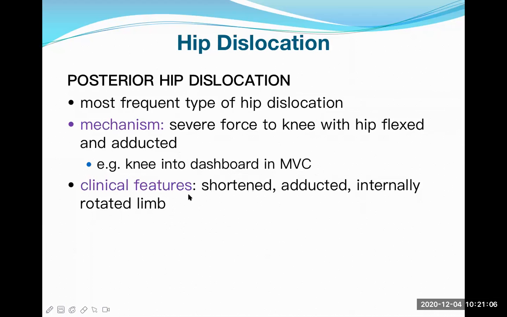Regarding the clinical features, there is pain, there is deformity, there is decreased range of motion, all those things. Sometimes there may be neurovascular bundle damage also. So the leg is short, it is adducted, and it is internally rotated. Many times we have repeated this, but these are quite important, so let me underline them once again. The limb is shortened, adducted, and internally rotated.